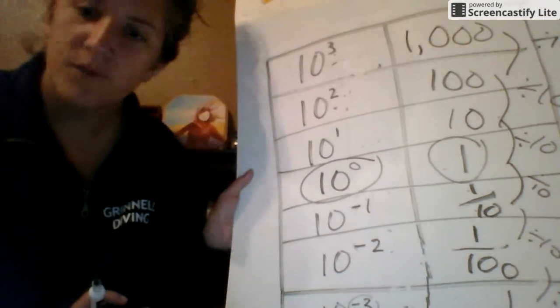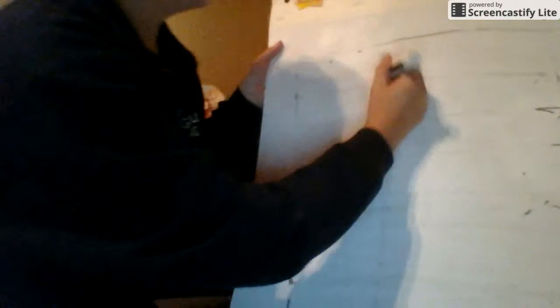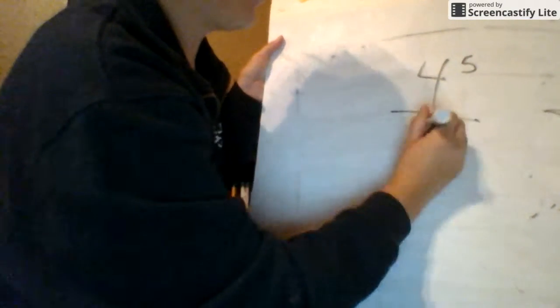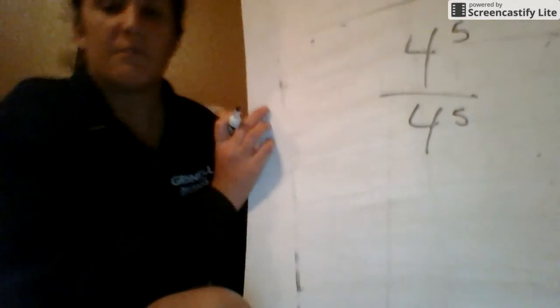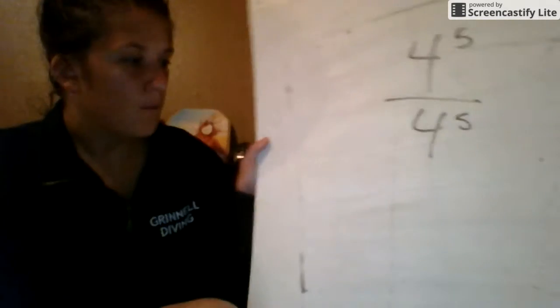I'm going to prove it to you in one more way. Take a look at the second example. The second example is 4 to the 5th over 4 to the 5th. Now I want to review some things that we know about fractions before we jump straight into this problem. So I'm going to move down here.